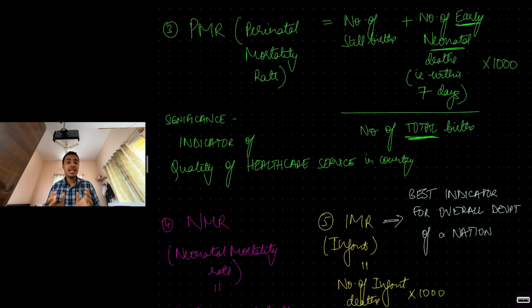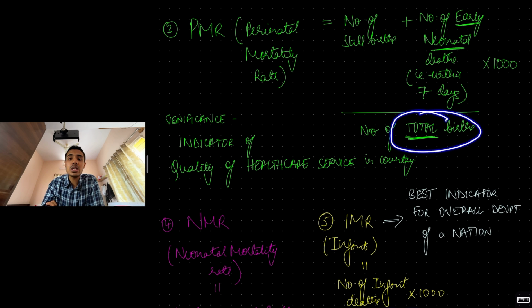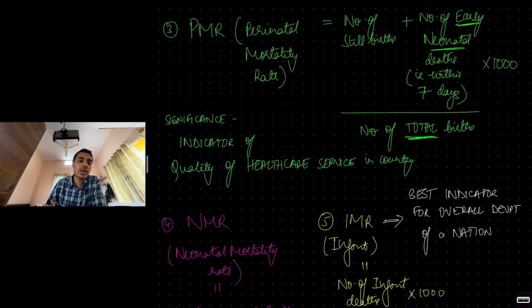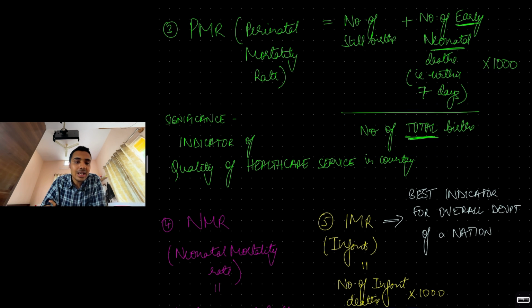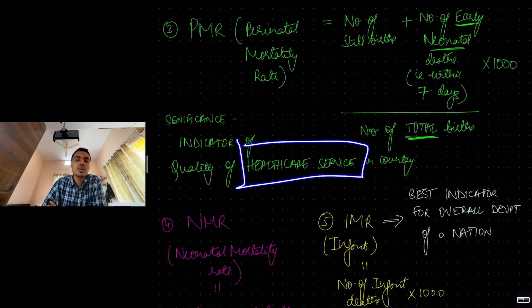So perinatal period is stillbirths as well as early neonates. So the number of stillbirths as well as the number of early neonatal deaths, divided by, once again, the number of total births, because stillbirth is a part of the numerator, right? Whenever stillbirths come, you have to take the number of total births into 1000. Perinatal mortality rate is an indicator of quality of overall healthcare service in our country, not just maternal healthcare.